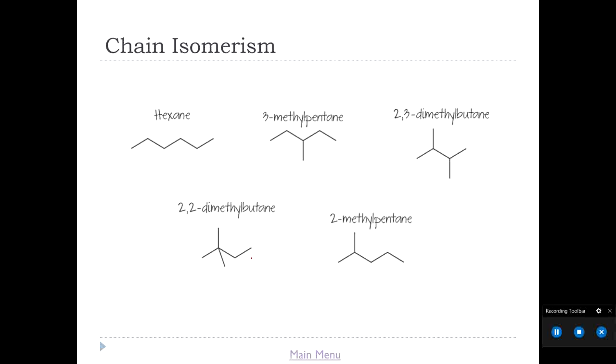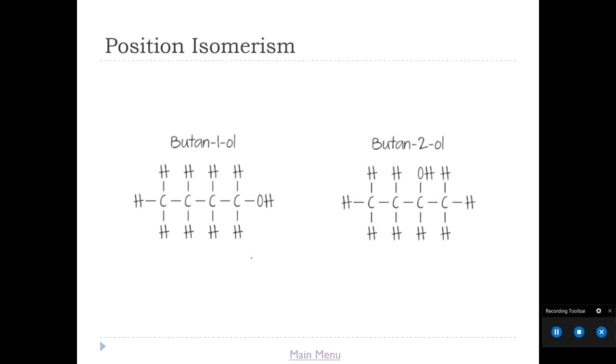Another type we have are position isomers. So here's 2 examples, butan-1-ol and butan-2-ol. In both of these cases, they both have 4 carbons with the alcohol functional group, but here the alcohol is on the first carbon in the chain, and here the alcohol is on the second carbon of the chain. So in positional isomerism, we have the same groups, but just in a different location.